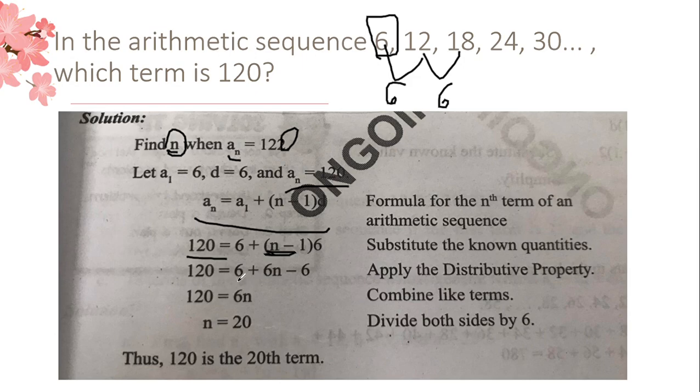After that, simply 6 plus, using the distributive property, n times 6 is 6n. And then negative 1 times 6 is negative 6. And then 6 minus 6 is 0. So what remains is 6n. Since we are looking for the value of n, divide both sides by 6. 6n divided by 6 is n, and 120 divided by 6 is 20. Thus, 120 is the 20th term. So our answer is 20 for this problem.